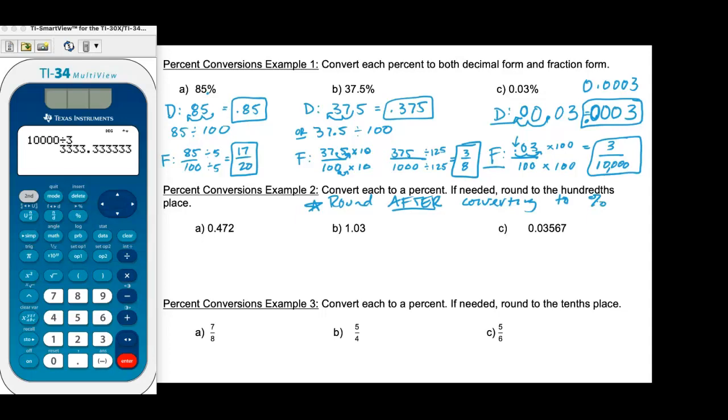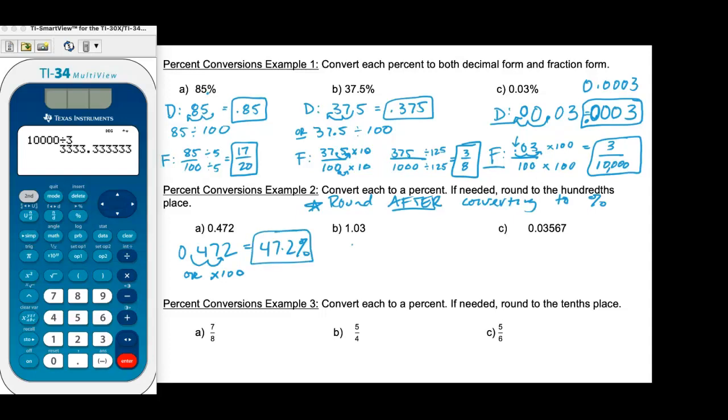So we're going to take our decimal, and in order to convert this to a percentage, all we have to do is move the decimal 2 spots to the right. Okay, so 47.2%, or we could also multiply it by 100. And then we round to the nearest hundredths place. Now in this example, we don't have a hundredths place because 2 is in the tens place, so you would just be done. There's nothing to do there.